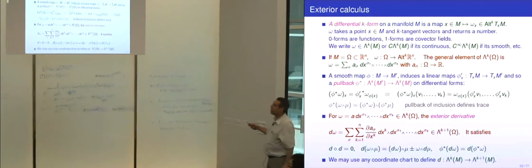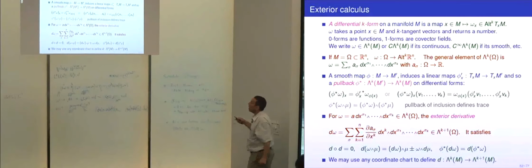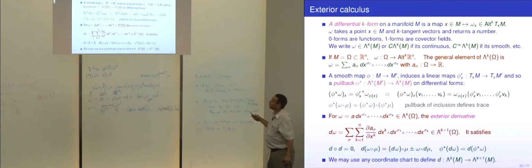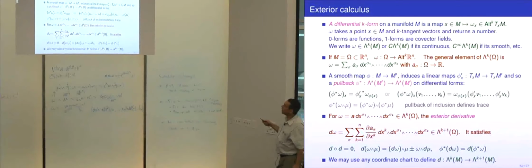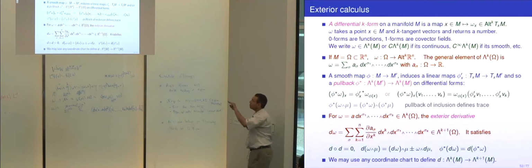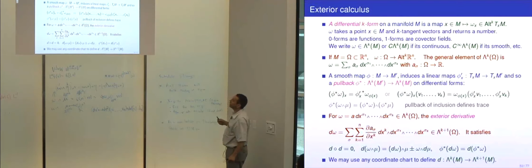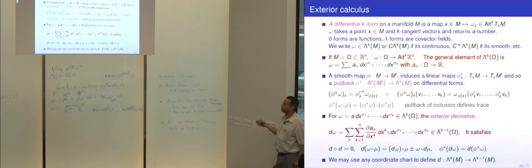So take a smooth manifold M. All we have is that every point has a neighborhood which can be coordinatized, parametrized by Rn. So then at each point x of the manifold, we want to associate an omega sub x, which will be an alternating k-linear form on the tangent space of the manifold at that point. That's the definition of a differential k-form.